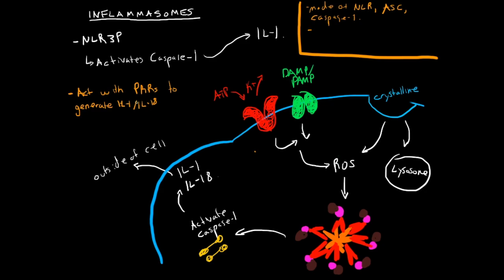What inflammasomes do is they act in tandem with other pathogen recognition receptors in response to the PAMPs and the DAMPs to generate mature interleukin 1 and interleukin 18 via caspase 1 mediated cleavage in order to prime the inflammatory response. So the role of the inflammasome is to prime the inflammatory response by activating pro-inflammatory species.